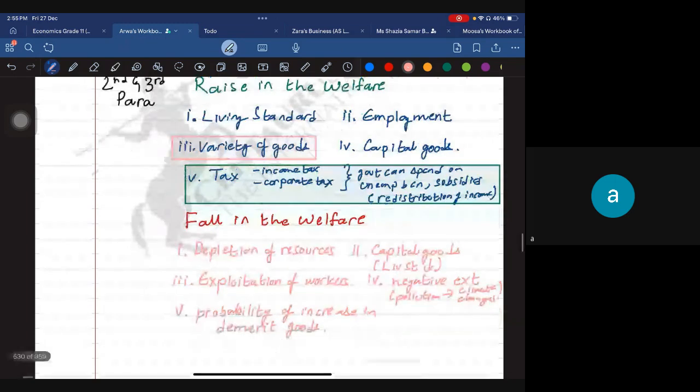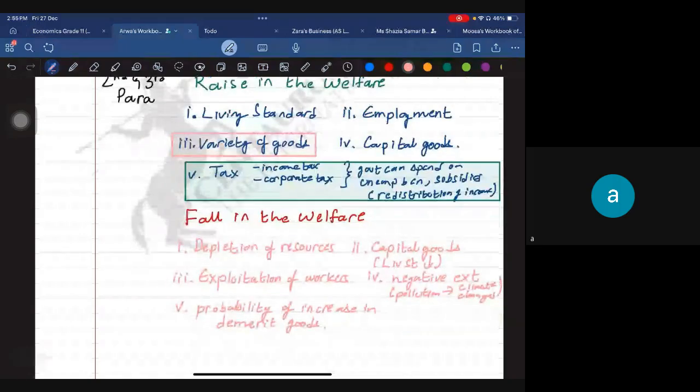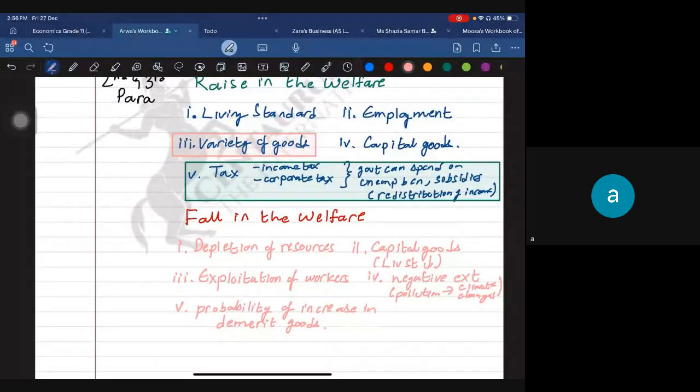Which points will you consider out of all five? The negative externalities one, the capital goods one, the exploitation one. Only two, if you have to choose? Okay, only two, then the capital goods one and the negative externalities one. Okay, great.